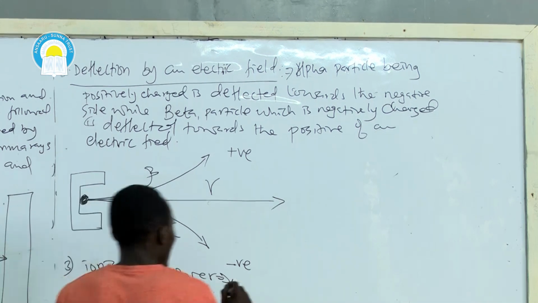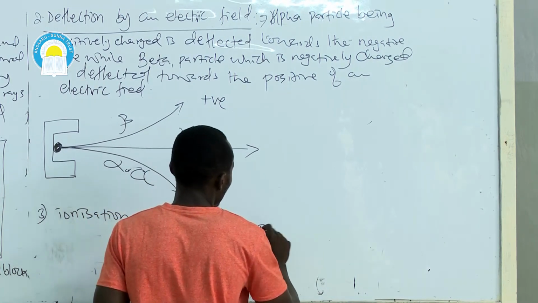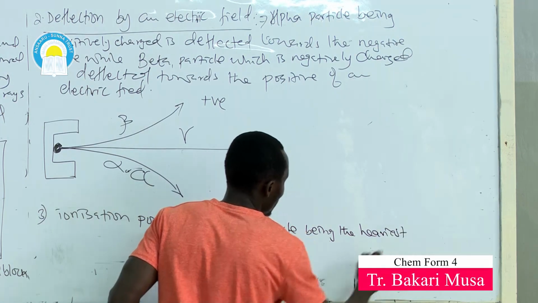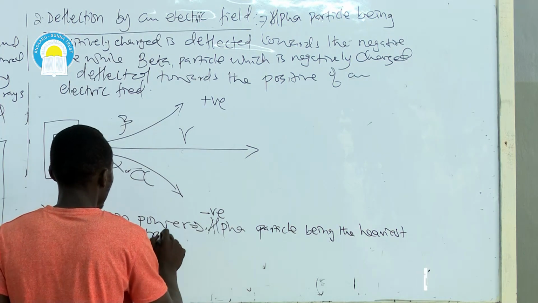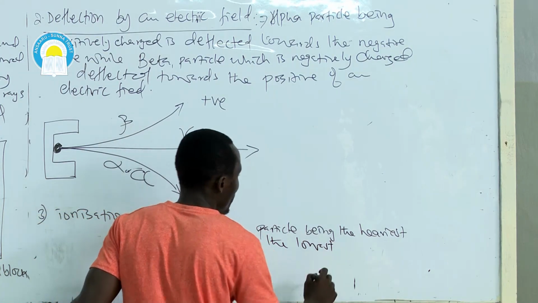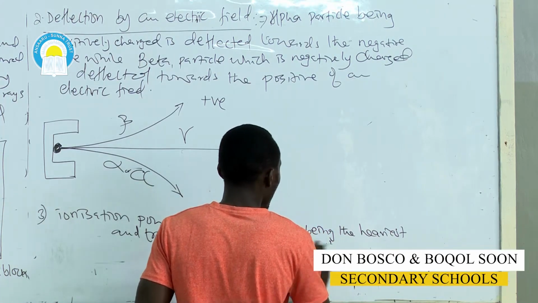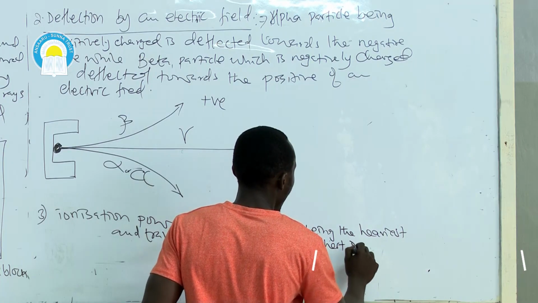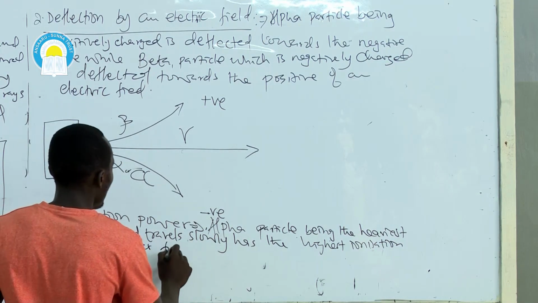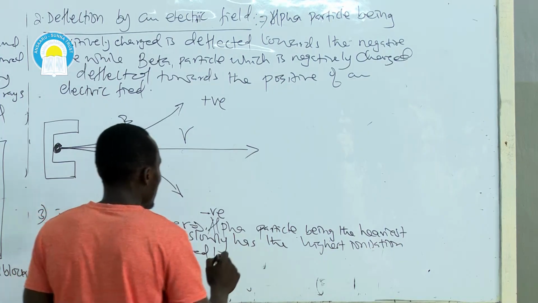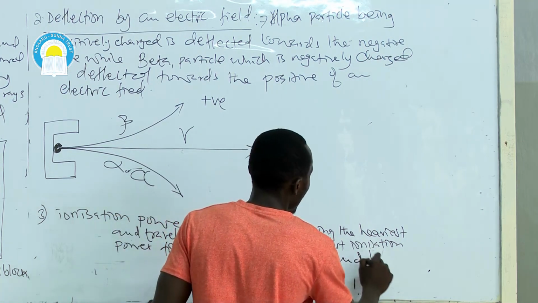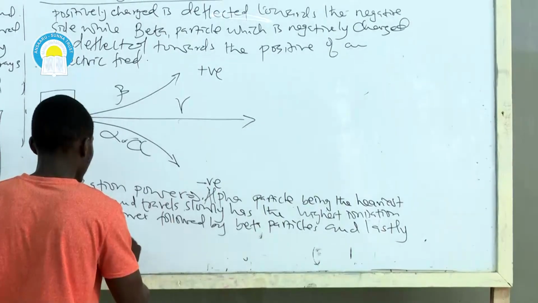So we say that the alpha particle, being the heaviest and traveling slowly, has the highest ionization power, followed by the beta particles, and lastly gamma rays.